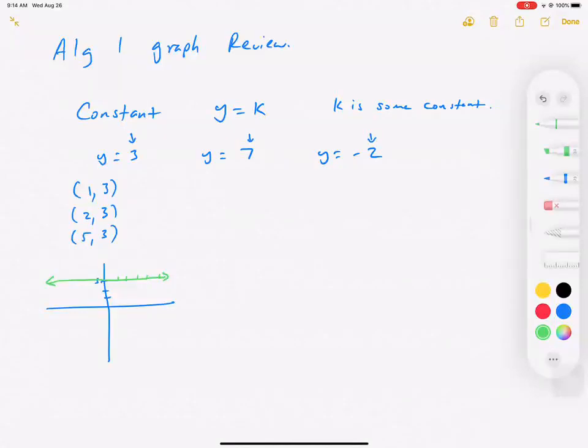So if y was 7, if x was 1, y would still be 7. If x was 2, y is now 7. And if x was 5, y is now 7. This is a function. This totally works. And this tells us a relationship that there is no change. There is no growth.